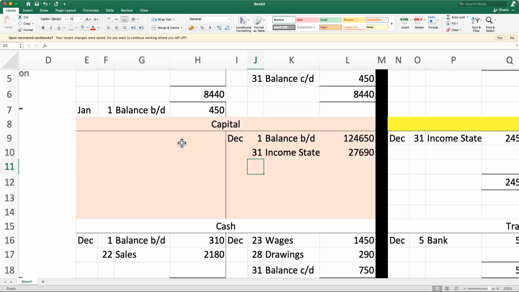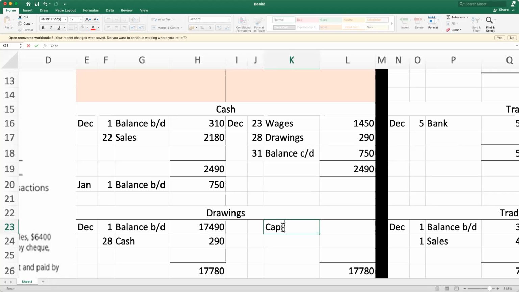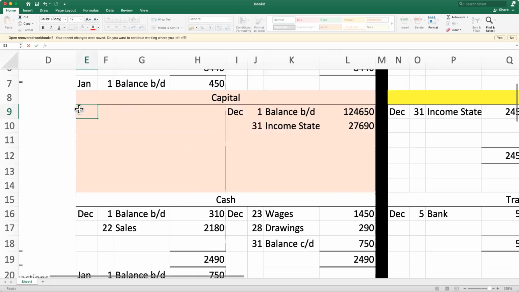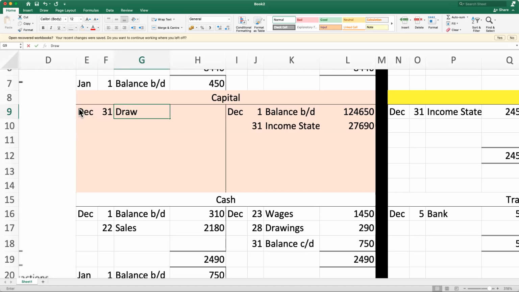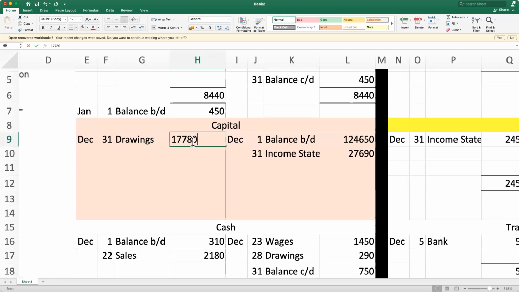So now I will have a new balance here, but they also asked me to update my capital account by bringing my drawings over. So I'm just going to bring this to my capital account, 17,780, just to close this account on December 31st. So I'm going to go to my capital account on December 31st, drawings, 17,780.